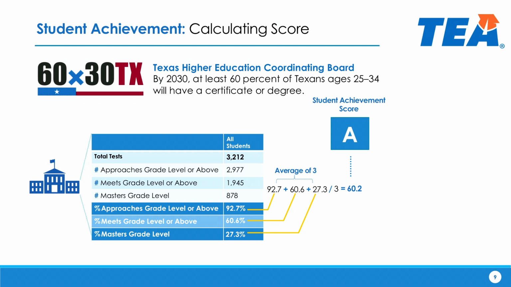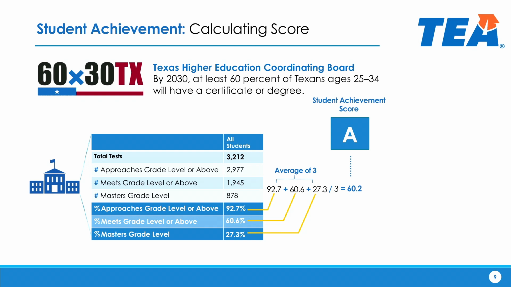So what TEA has said is that 60 and above is going to be considered A performance. So why 60? Well, 60 ties into the Texas Higher Education Coordinating Board's plan of, by 2030, at least 60% of Texans aged 25 to 34 will have a certificate or a degree. So tying into that, it's going to be 60 and above to have A performance on this domain.